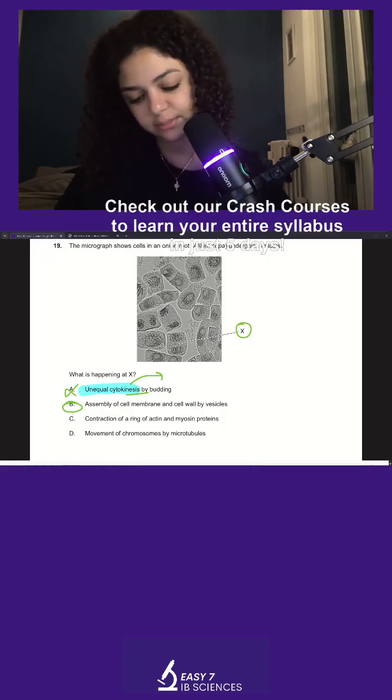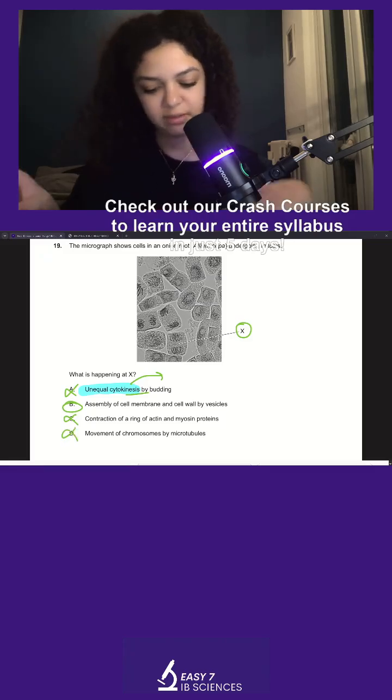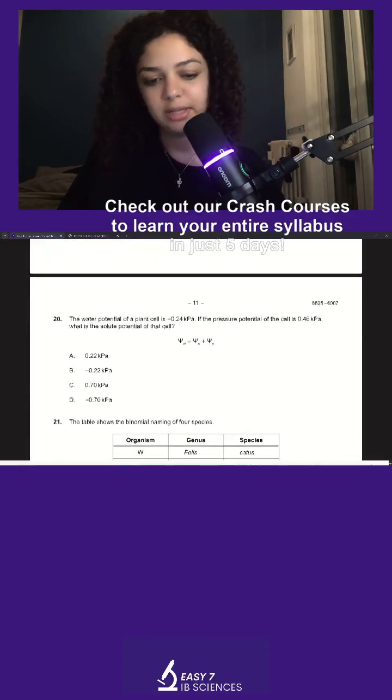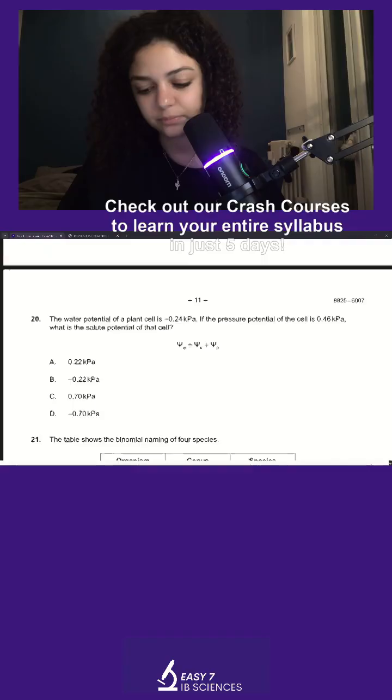Contraction of the ring of the actin and myosin proteins, no. Movement of chromosomes by microtubules, no, we're way past that. The chromosomes have been moved, and we're clearly having two separate cells here, okay? Good job, guys. Let me know if I'm going fast.